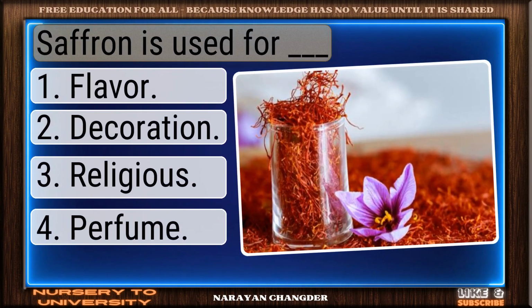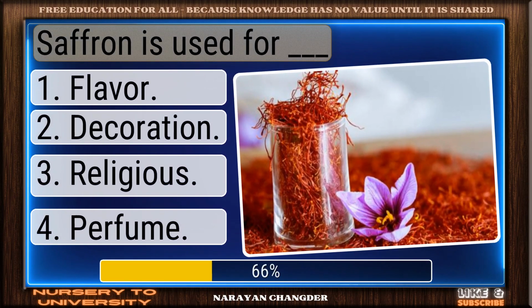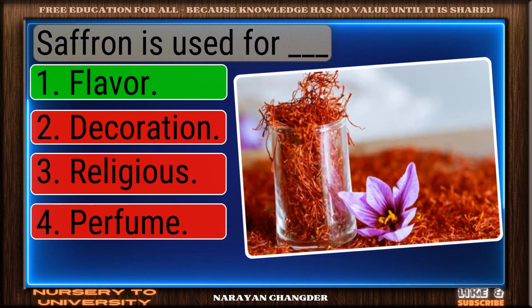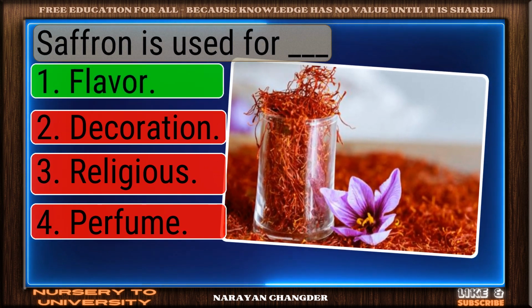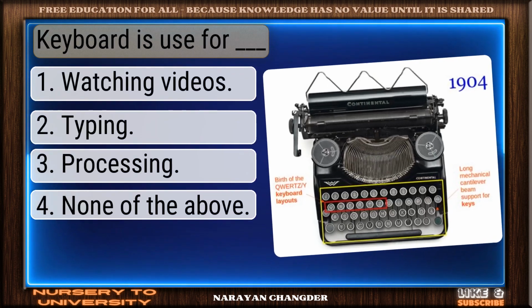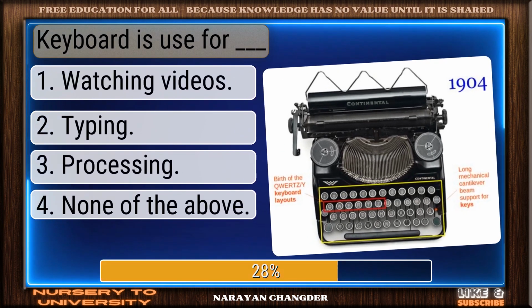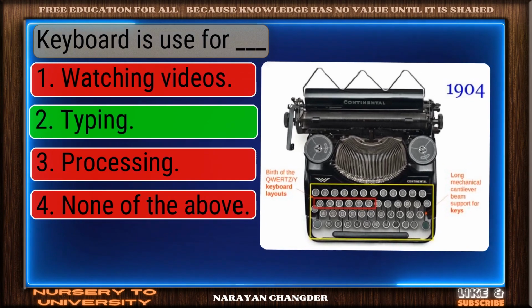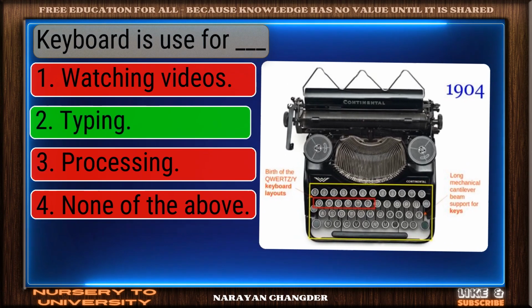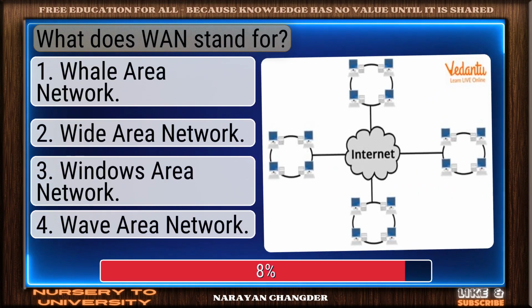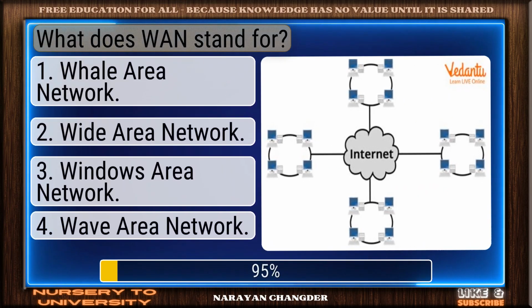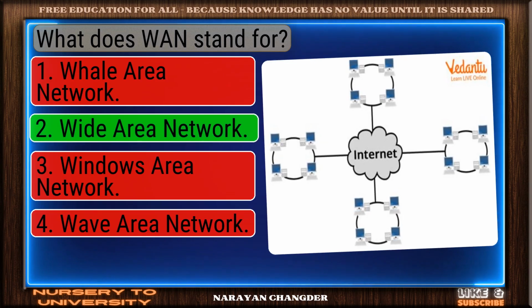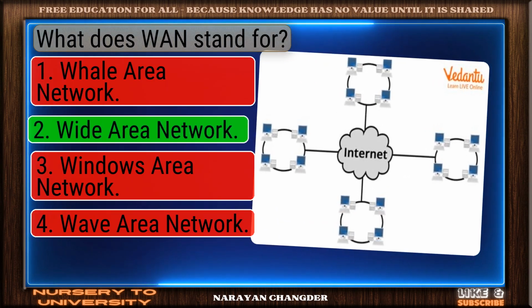Saffron is used for dash. Excellent. Flavor is a brilliant choice. Keyboard is used for dash. Correct response. Typing is the most accurate answer. What does WAN stand for? Bravo. Wide area network is the answer.